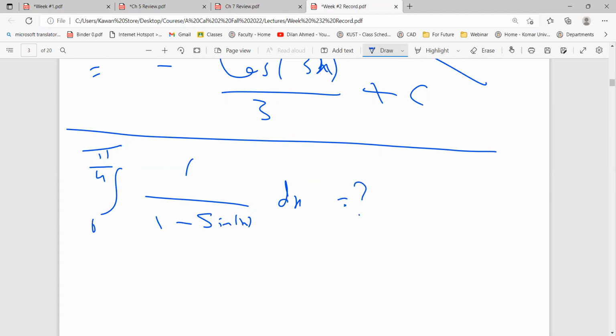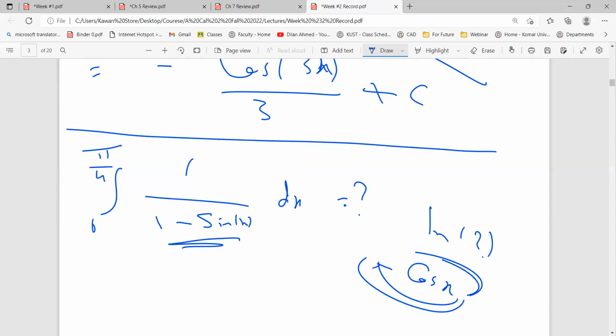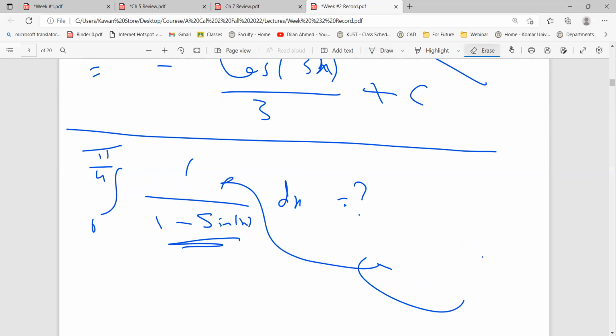Is this direct? No. Can we use ln? Derivative of the denominator is equal to what? If I use ln, its derivative is equal to minus cosine of x. Does that exist in here? So ln cannot be used, right? We cancel that idea.